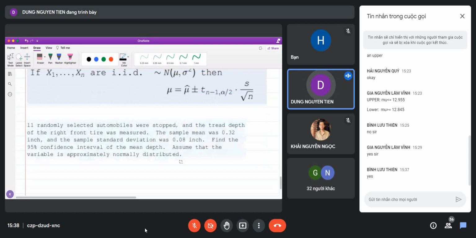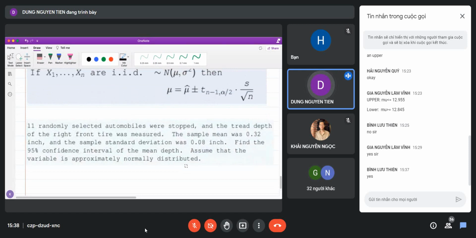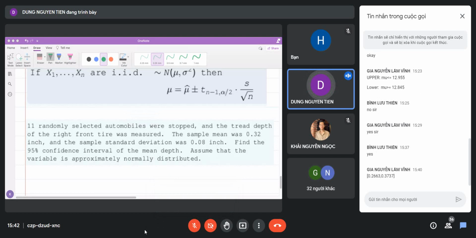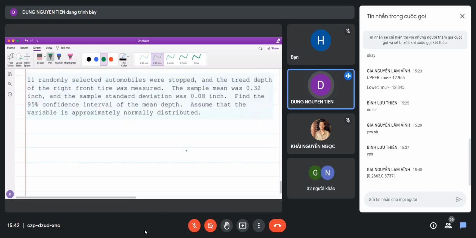11 randomly selected automobiles were stopped and the tread depth of the right front tire was measured. The sample mean was 0.32 inch and the sample standard deviation was 0.08 inch. Find the 95% confidence interval of the mean depth. Assume that the variable is approximately normally distributed. Can you do that? Has anyone got the answer? Let's give it a try.